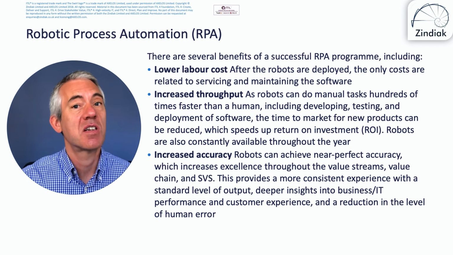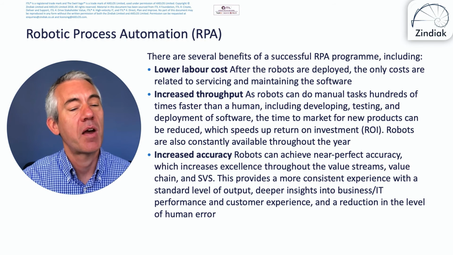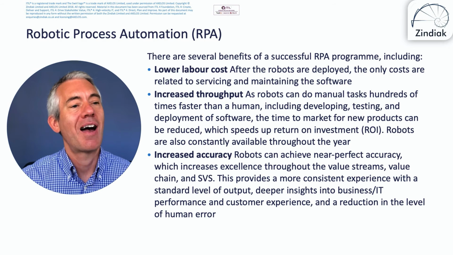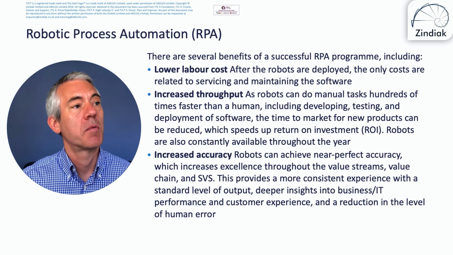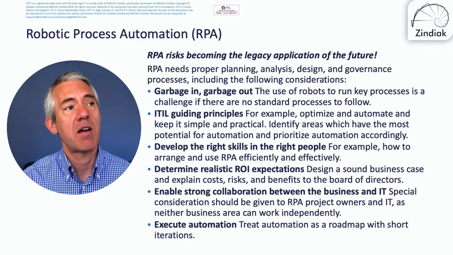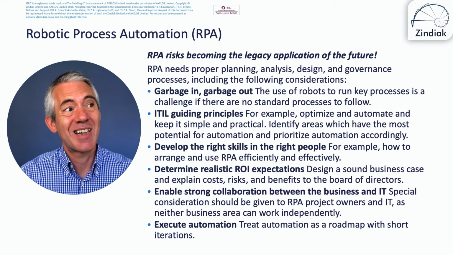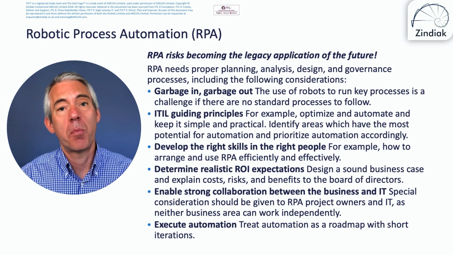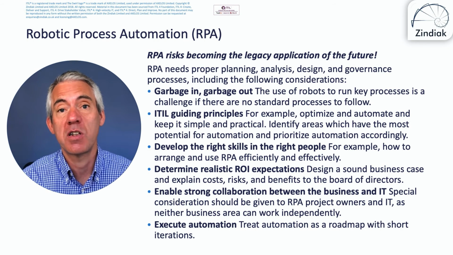They do what we tell them. So if we tell them to do the wrong thing, they'll do the wrong thing. But if we tell them to do the right thing, they will do it right every time, at a high speed, and forever, basically. So great benefits there. There are risks though. There is a risk of RPA becoming the legacy application of the future. That is, we get so tied in to the RPA that we lose that agility that we want. So we don't want to lose that agility.